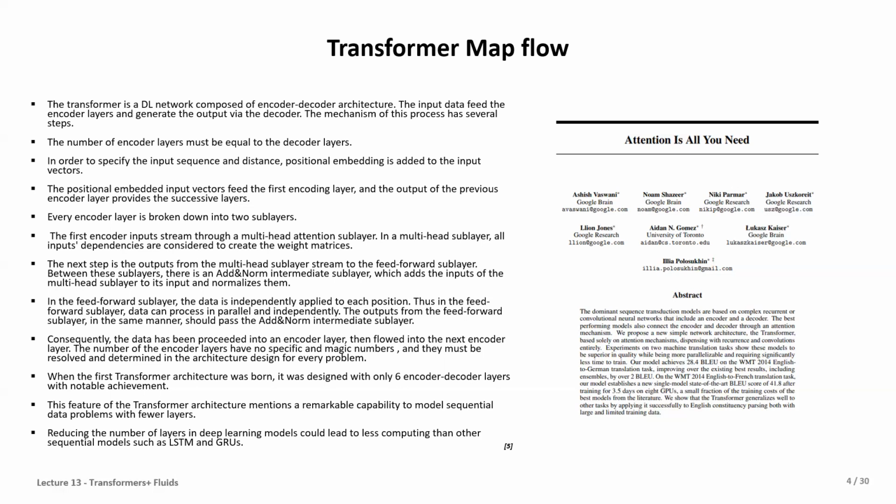When the first transformer architecture was born, it was designed with only 6 encoder-decoder layers with notable achievement. This feature of the transformer architecture shows a remarkable capability to model sequential data problems with fewer layers. Reducing the number of layers in a deep learning model could lead to less computing than other sequential models such as LSTM and GRU. So you can see here the flow of the transformer, presented in sequence with the main features.